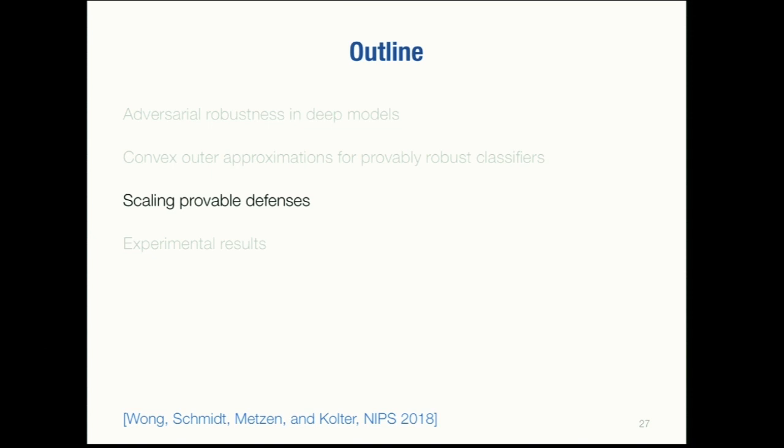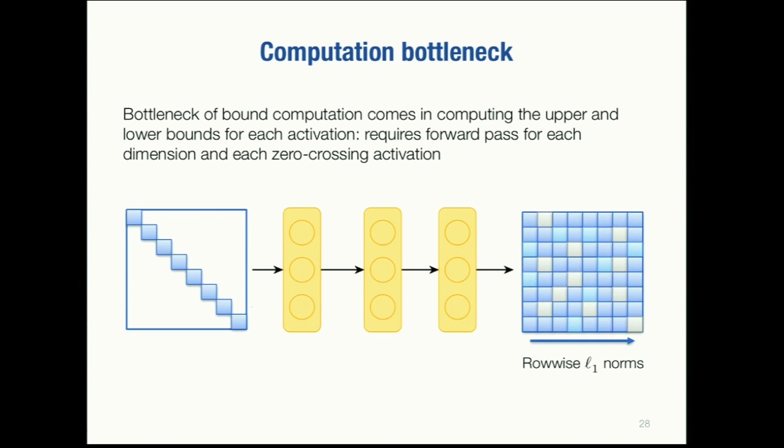So we wanted to extend this to a richer structure, like ResNets at least, and have it be faster than it is right now. There are two main ideas of this recent work. The first is that the bottleneck of our bound computation comes from passing an identity matrix through the whole network and then computing row-wise L1 norms from that. This comes from the dual term that involved that L1 norm.